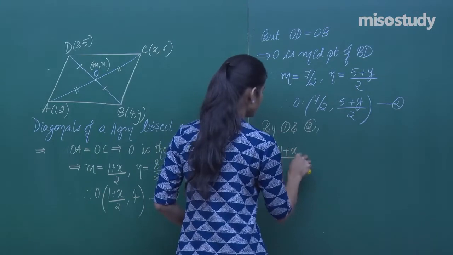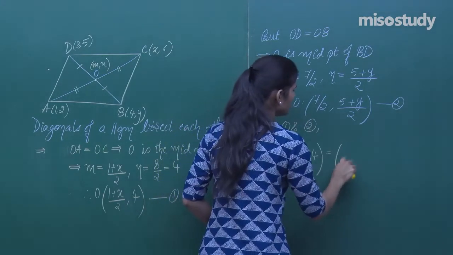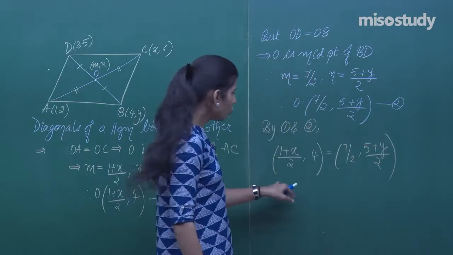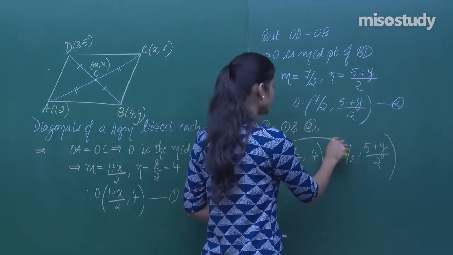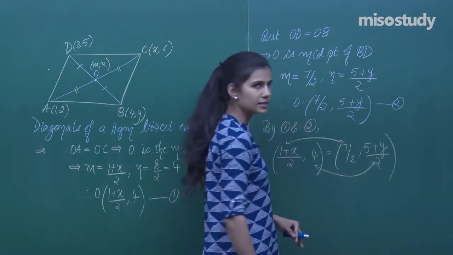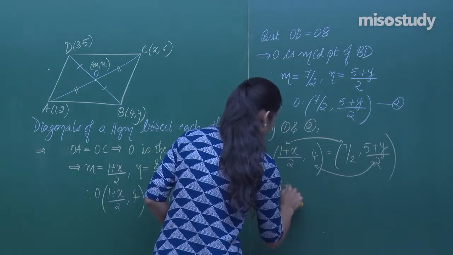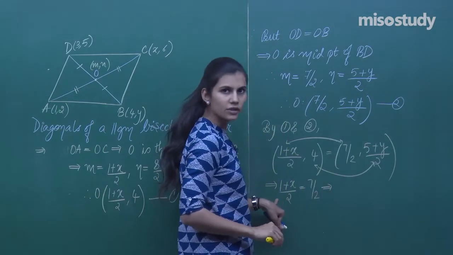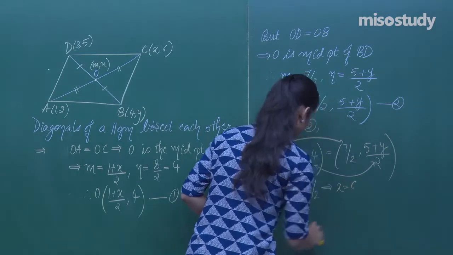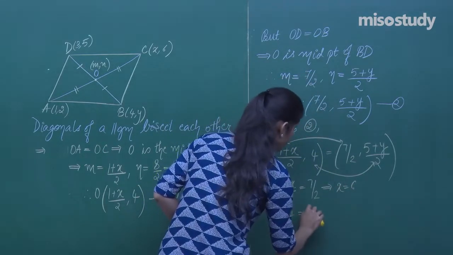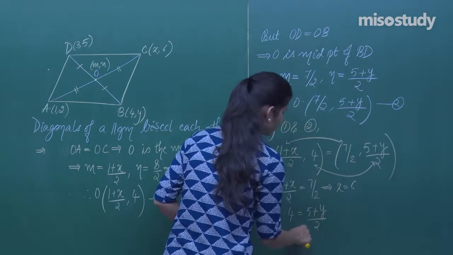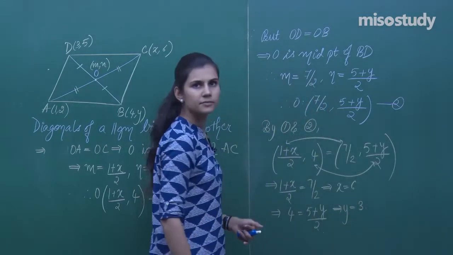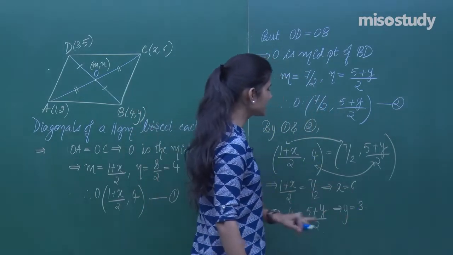So by 1 and 2, both these ordered pairs are going to be the same. I have (1 plus x upon 2, 4) equal to (7 by 2, 5 plus y by 2). Two ordered pairs are the same if and only if the x coordinates are the same and the y coordinates are the same. So 1 plus x upon 2 is 7 upon 2, which gives 1 plus x is 7, or x is 7 minus 1, that is 6. And 4 equals 5 plus y upon 2. 4 into 2 is 8, 8 minus 5 is 3. So y is 3.